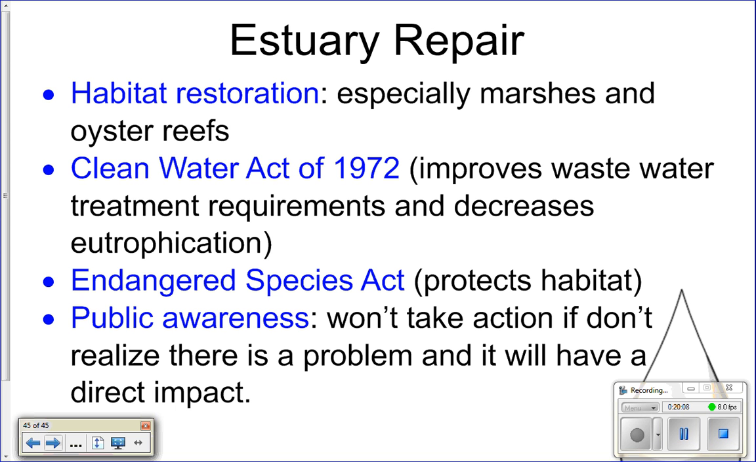So that's good. And then public awareness is always a big thing when it comes to repairing and helping to restore estuaries. So people won't take action if they don't realize that there's a problem. So people need to be made aware of the fact that there's a problem in order for them to take action to try and fix it. So that's what we're doing to try and repair estuaries.